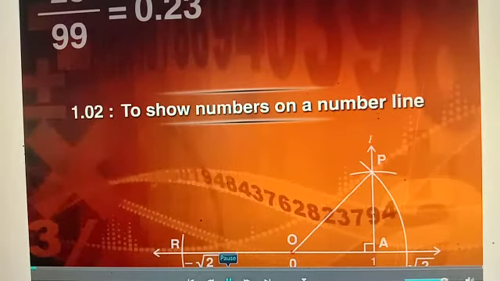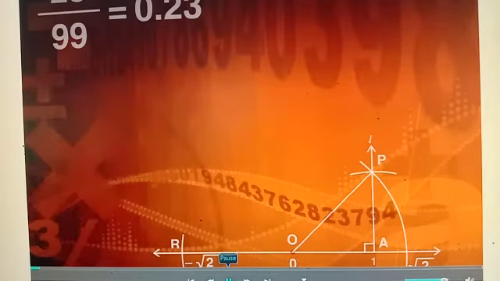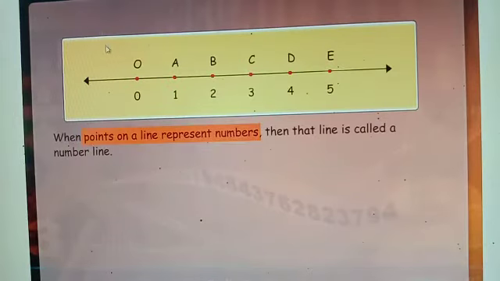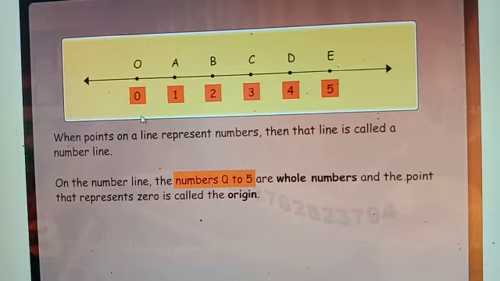We will see how to show numbers on a number line. Here is a number line. Names are given: O, A, B, C, D, E, and numbers 0, 1, 2, 3, 4, 5. When points on a line represent numbers, then that line is called a number line.